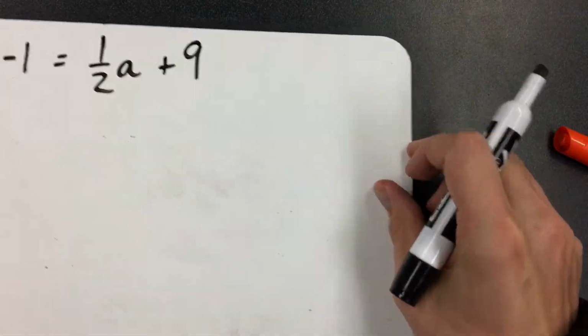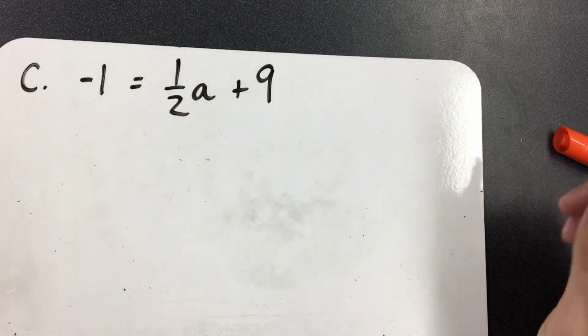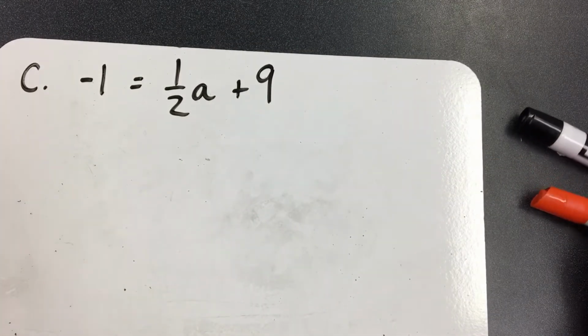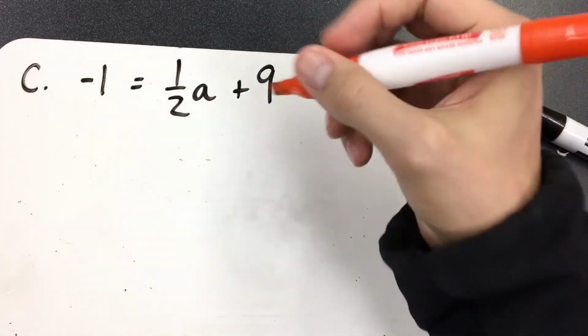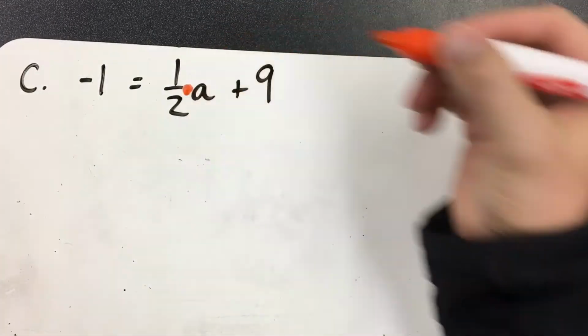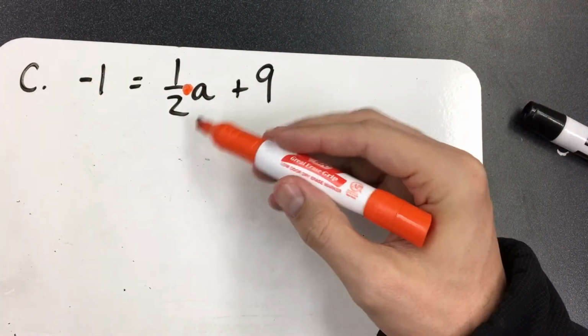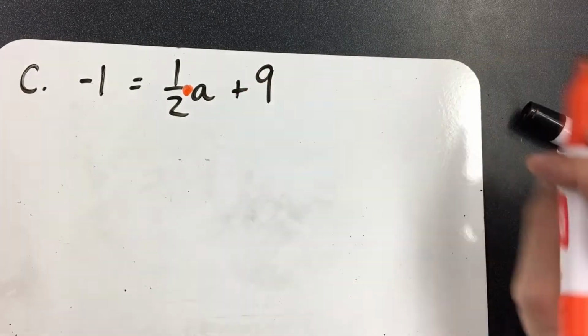This one isn't super rude, but it has a fraction in it. Don't let the fraction throw you off. You can still do this one with the same concepts that we have been doing. I still have multiplying going on. The letter A is being multiplied by 1/2. The letter A is being added with 9.